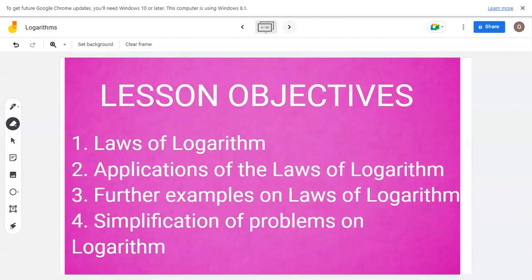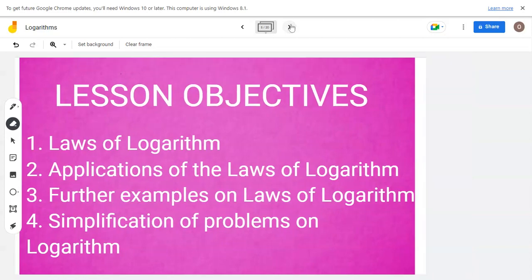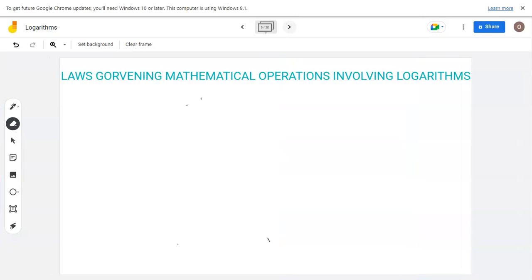Lesson objectives: 1. Laws of logarithm. 2. Application of the laws of logarithm. 3. Further examples on laws of logarithm. 4. Simplification of problems on logarithm. Let's consider laws governing mathematical operations involving logarithm.